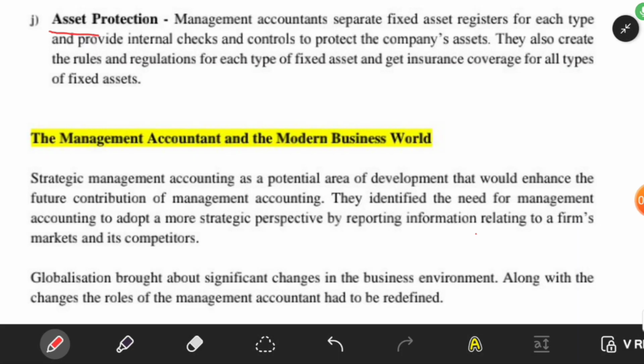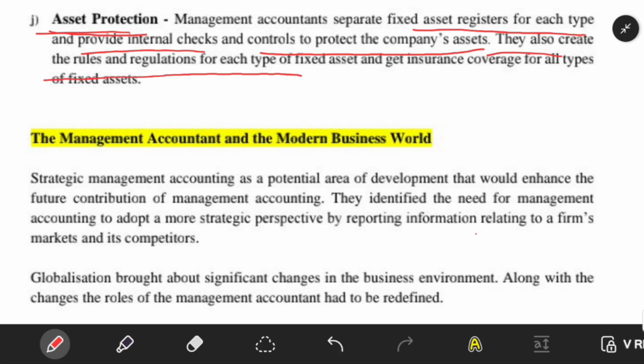One more point, asset protection. That is, the management accountant keeps a separate fixed asset register for each type and provides internal checks and control to protect the company's assets. They also create the rules and regulations for each type of fixed asset and get insurance coverage for all types of fixed assets.